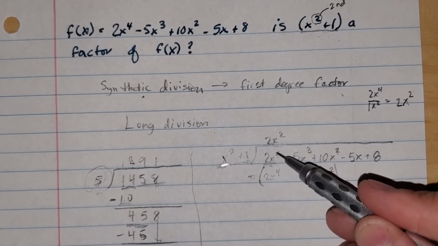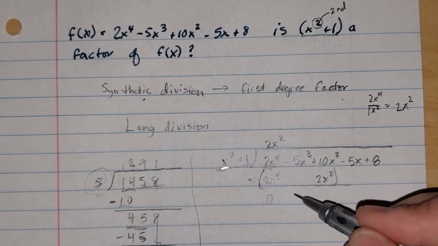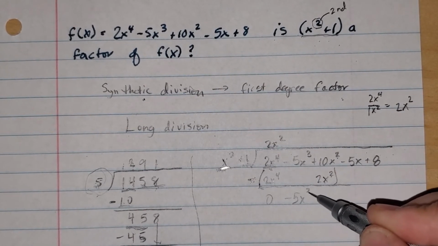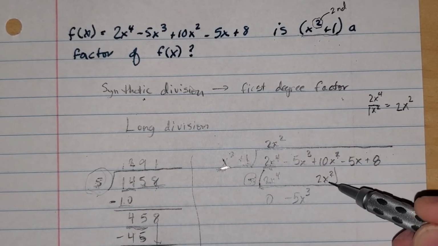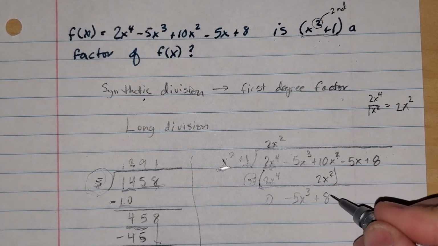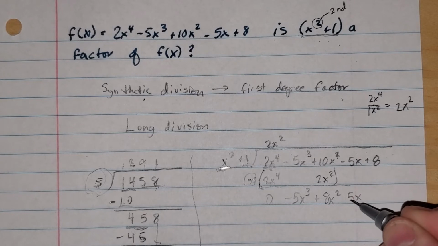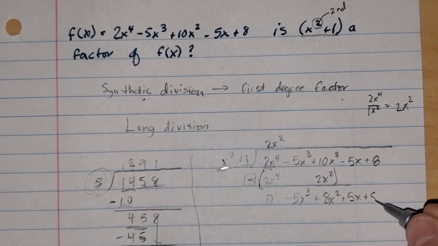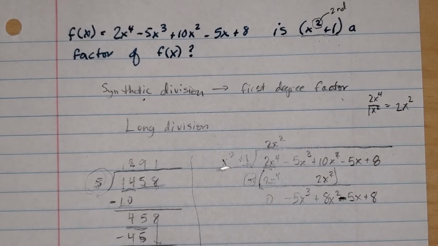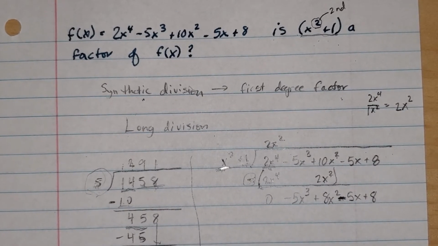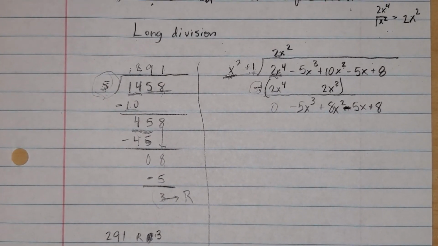So 2x to the fourth minus 2x to the fourth is 0. This guy's just going to come down, right? And then 10x squared minus 2x squared is going to give me 8x squared. And then these guys here will come down. So minus 5x, minus 5x, right? Make sure we copy it correctly. Minus 5x plus 8, okay? Cool. All right, so let's keep going.